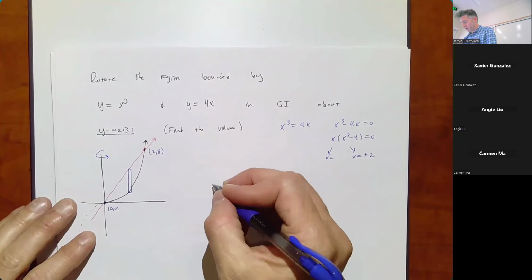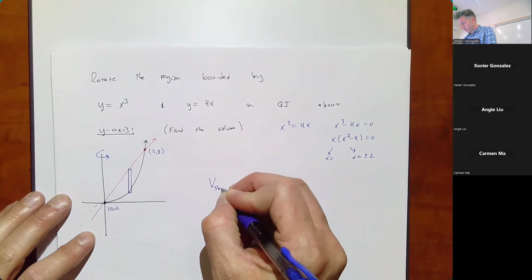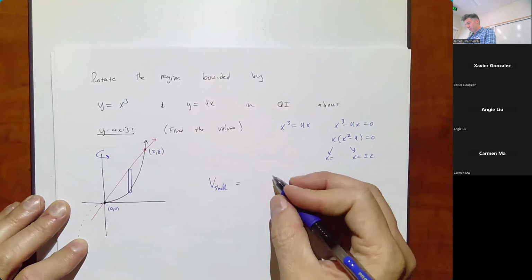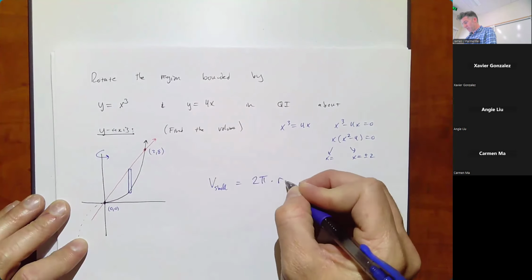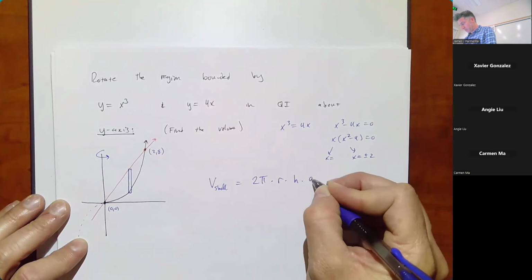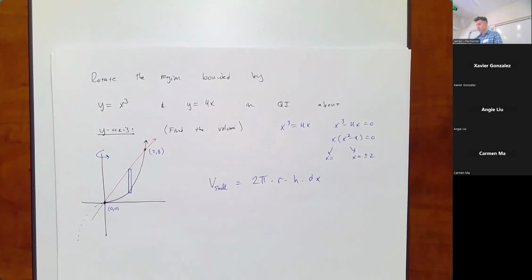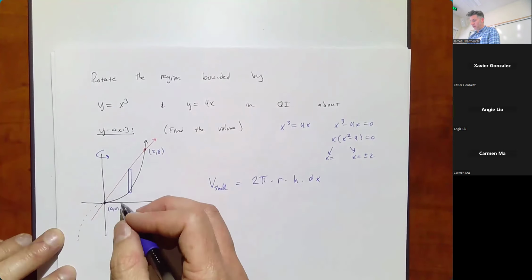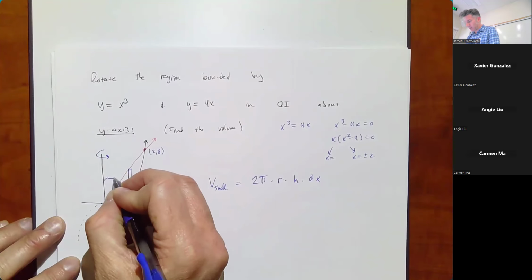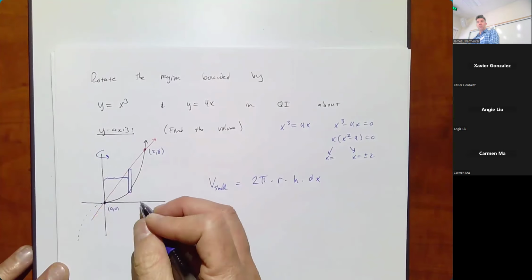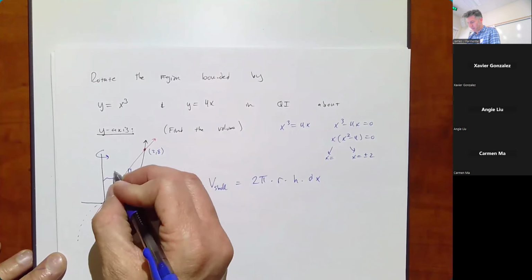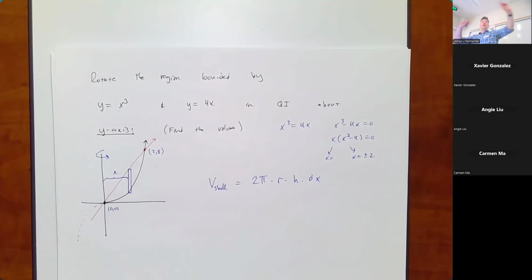So my volume, doing it with the shell method, well, the volume of my shell is going to be 2 pi times the radius times the height times the dx. If you're thinking shell, you should always be imagining that this vertical strip is a horizontal distance of x, or if it's a horizontal strip, you're a vertical distance of y away from the axis of rotation, as long as it's the regular x or y axis. If it's a different axis, we'll talk about that next time.